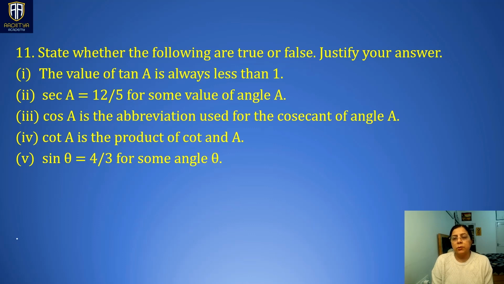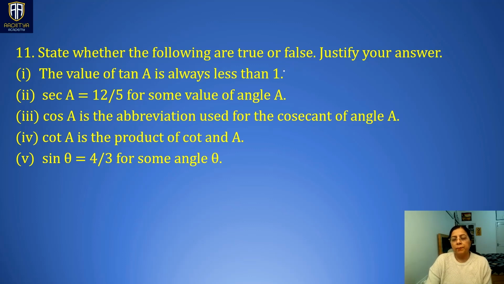Now this is the last question of this exercise. This true-false question we have to answer. The first thing is we have to justify also. State whether the following are true or false and justify your answer. The value of tan A is always less than 1, which is false.